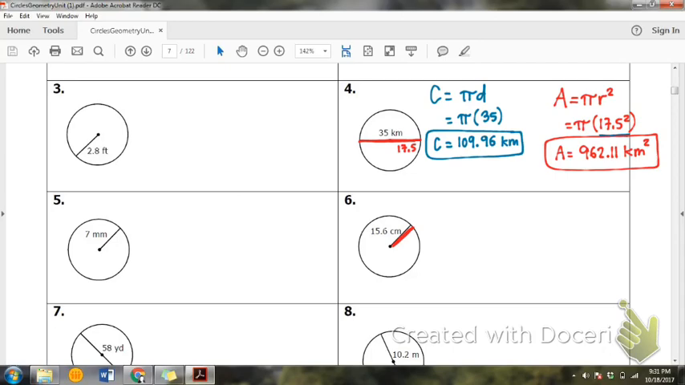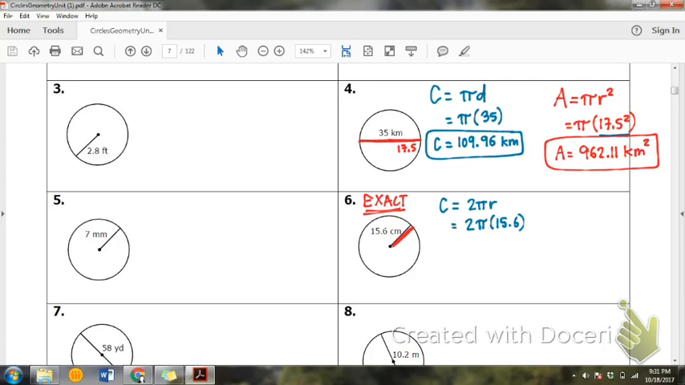Alright, let's look at number 6. On number 6, I want you to write the word exact. We're going to find the exact circumference and the exact area for number 6. Okay, so we're going to start our formula the same. For circumference, this time I have my radius, right? So I'm going to do the 2 pi r. So I have 2 pi, and then my radius here is 15.6.